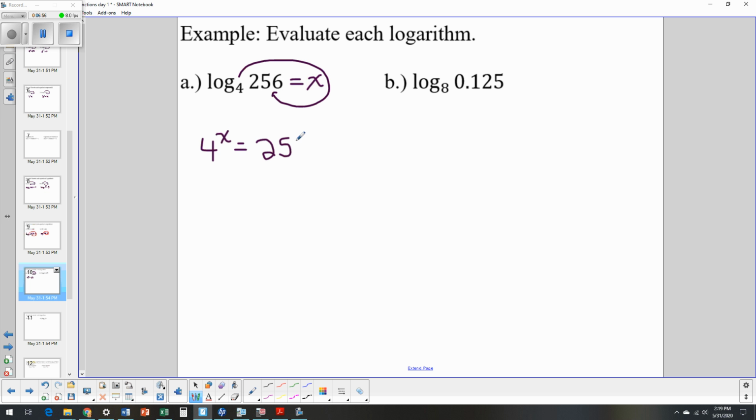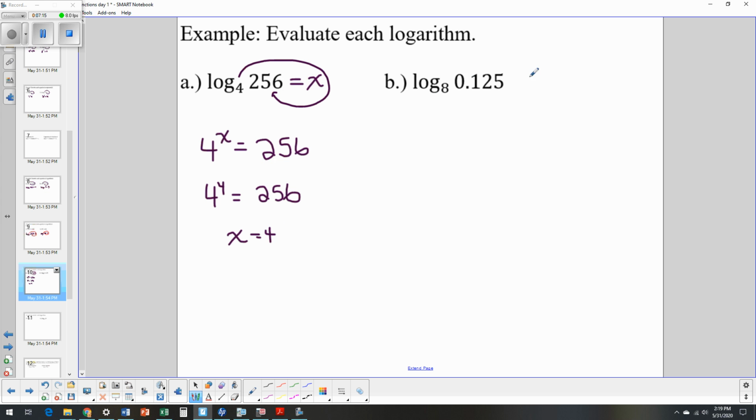And now we're looking for 4 to what power gives us 256. And we can look back at that old sheet if we have it, or we could just keep raising 4 to different powers until we get it. And 4 to the 4th power is 256, which makes x 4.